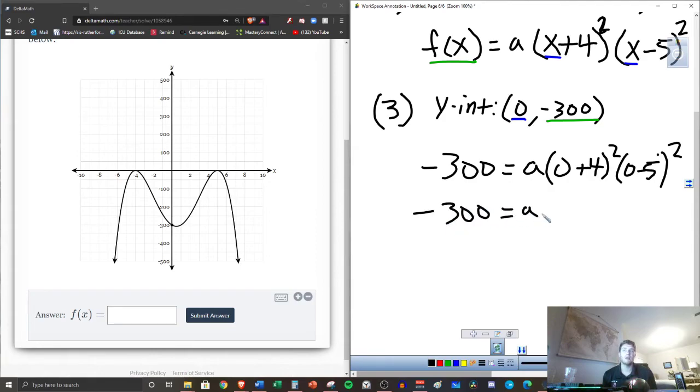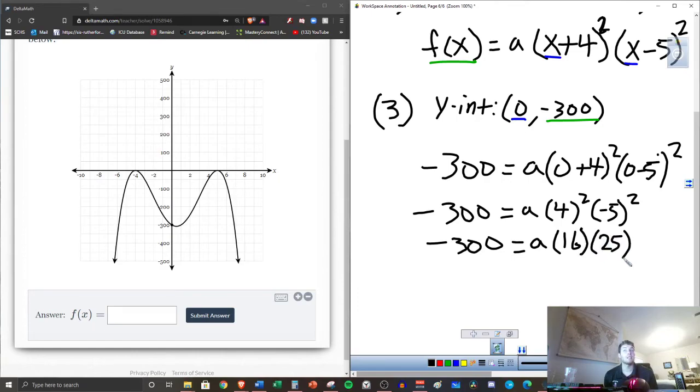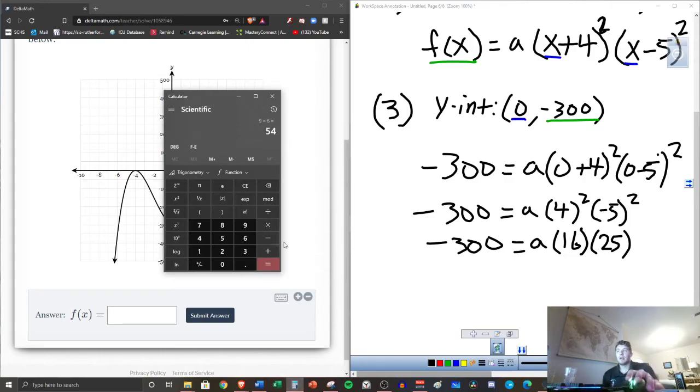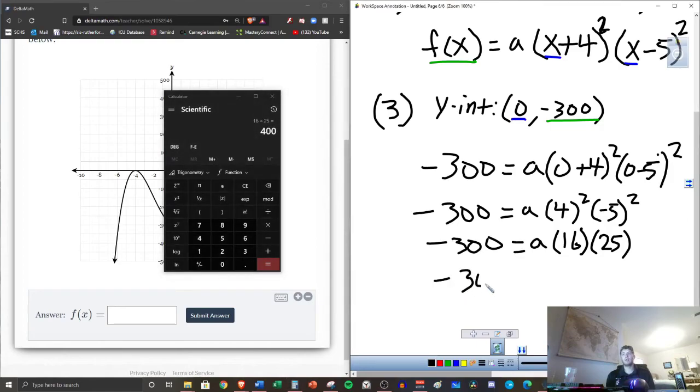-300 equals a, 4 squared, -5 squared. We're just going through our order of operations on this side, and then we're going to do inverse operations. So this is 16 times 25. It's positive 25, by the way. Don't mess that up. Let's see what that gives us, because I do not know what that is off the top of my head. 400. Okay, so we get -300 equals a times 400.